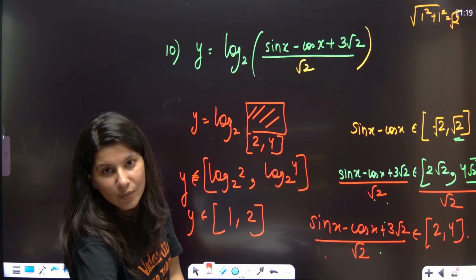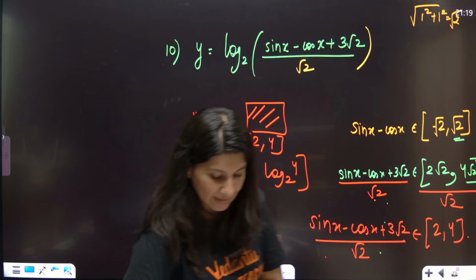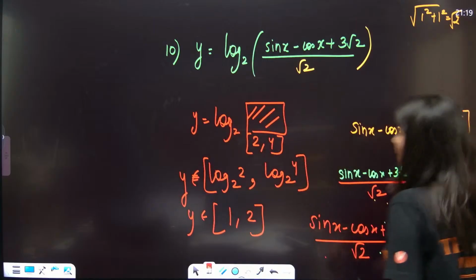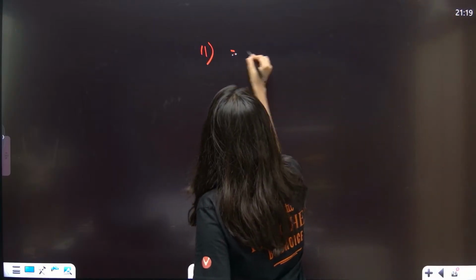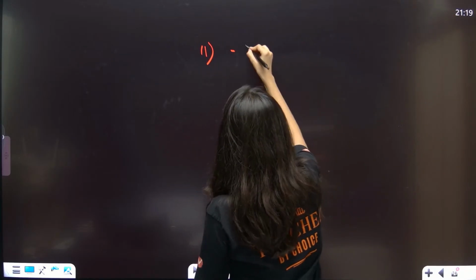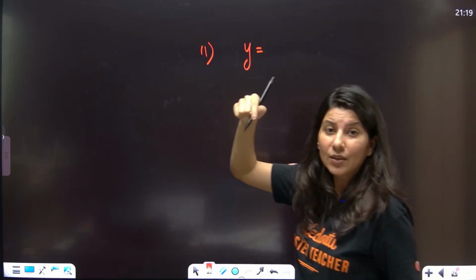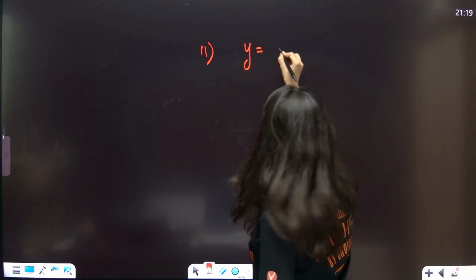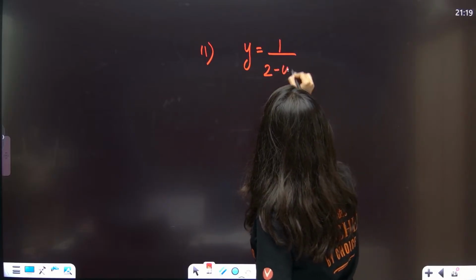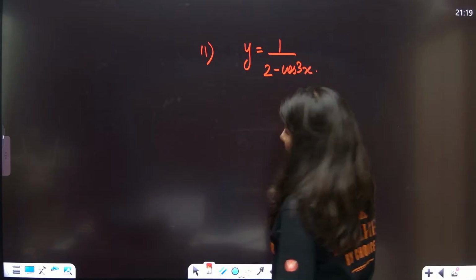Gokul Raj, absolutely correct. Okay. Shall I give you another question now? 11th question. By the way, this type of question was asked in JEE Main 2025. Y is equals to similar type of 1 upon 2 minus cos 3x. Tell me the range.